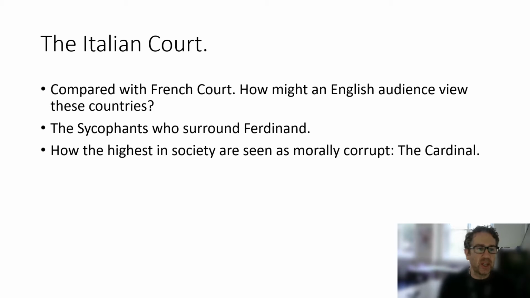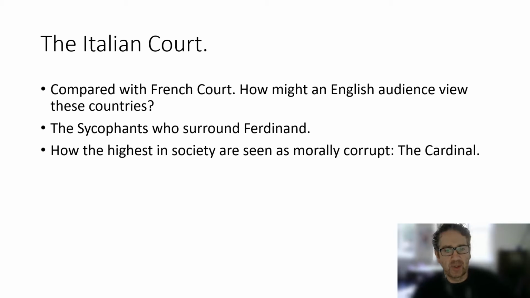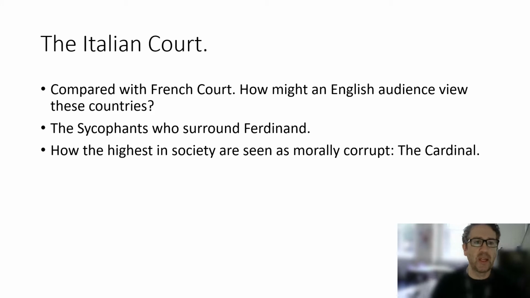To the English audience, the play reinforces prejudices of Catholic Italy as a place of corruption. Ferdinand is surrounded by sycophants who he encourages to laugh when he laughs. And what we see is that the highest in society are seen as morally corrupt. The cardinal, who's second to the Pope, is seen as corrupt, and we'll talk about how each individual character is highlighted as corrupt from the beginning.